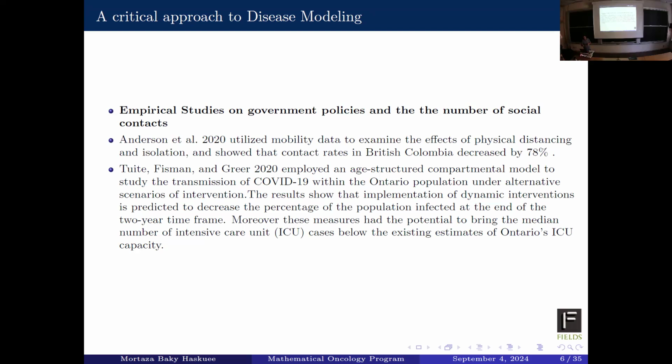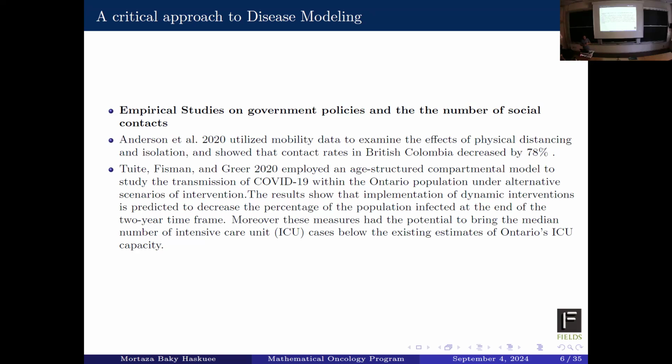Here I mentioned some empirical studies. For example, Anderson and colleagues utilized mobility data to examine the effect of physical distancing and isolation, and showed that the contact rate in British Columbia, in Canada, decreased. So it means that the government policies had a positive impact on the number of contacts. The decrease in the number of contacts resulted in a decrease in the number of infections.